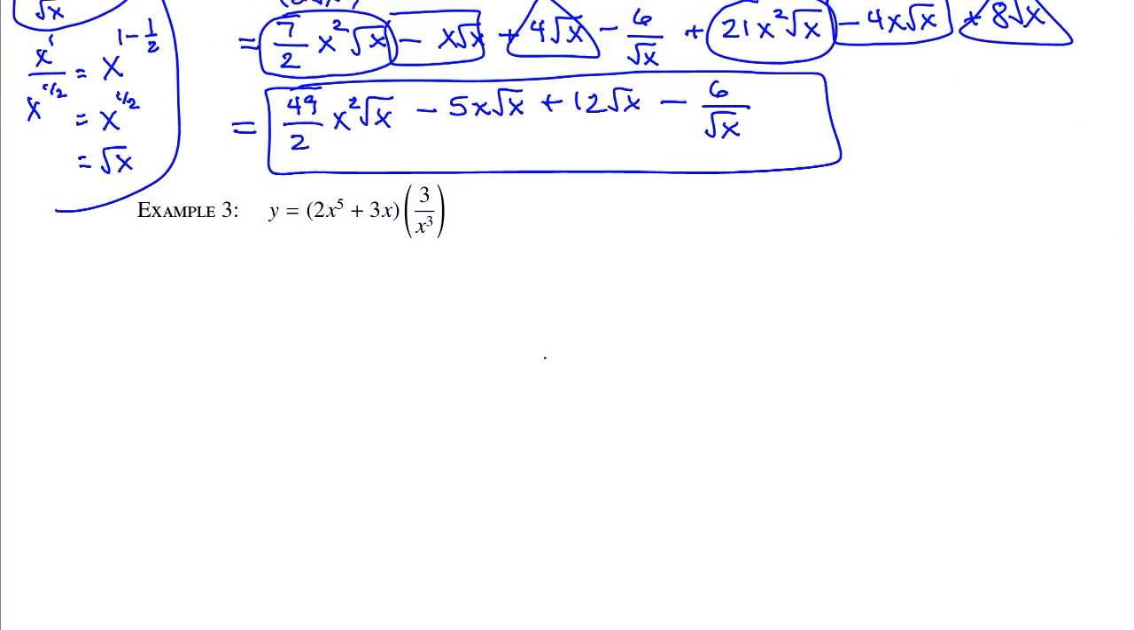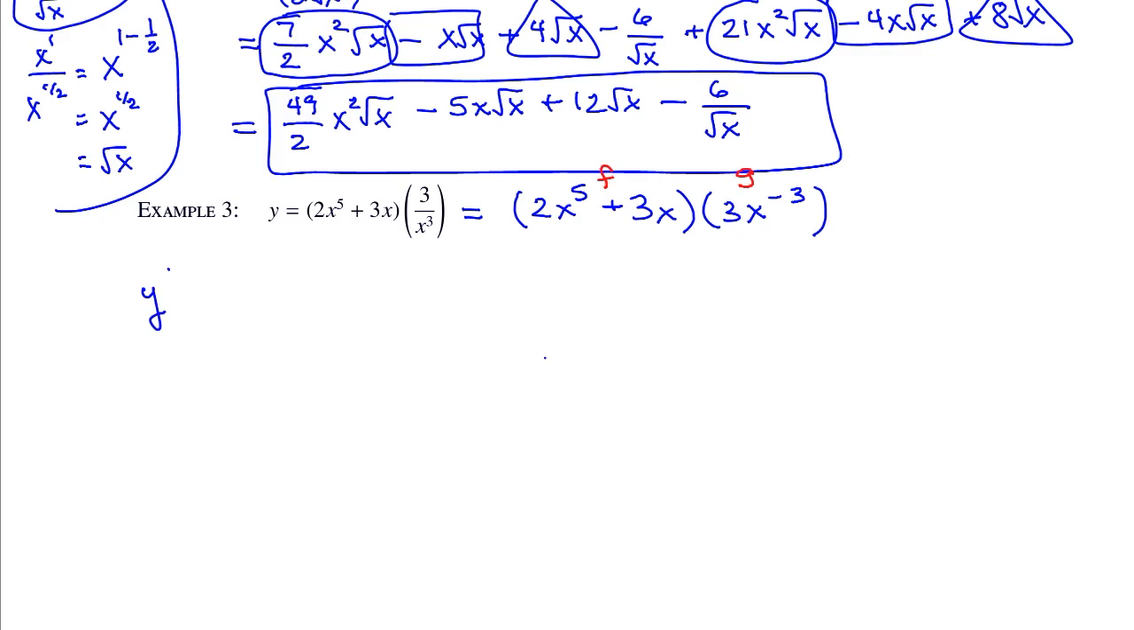On example 3, we can do this one, but we have to rewrite it. The first part is okay, but the last piece has to be rewritten as 3x to the negative 3 power. So here is the f, and here is the g.